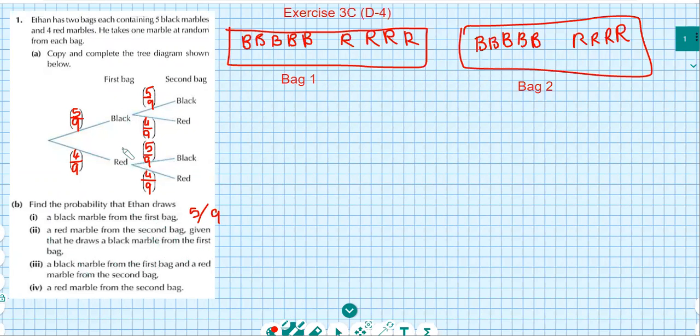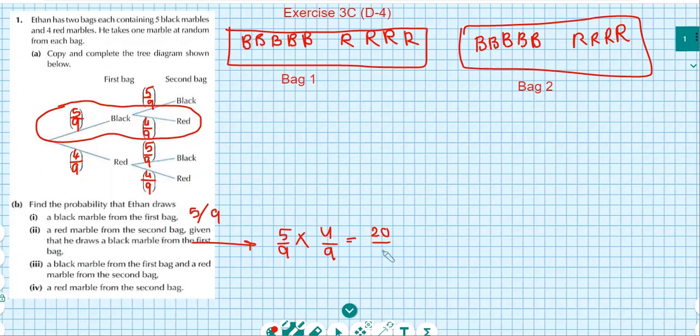So the branch will be black from the first and red from the second. So this is the branch. Their probabilities will be multiplied with each other, and the product gives you the probability of the second part. So the second part will be the product of 5 over 9 multiplied by 4 over 9. So it gives you 20 over 81.